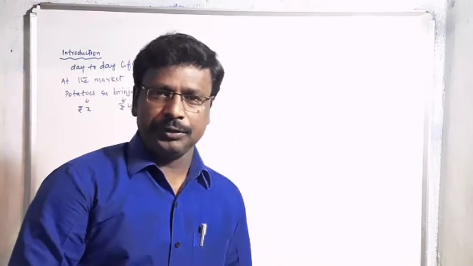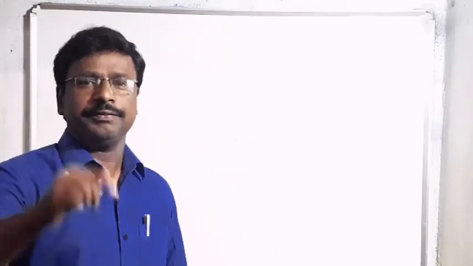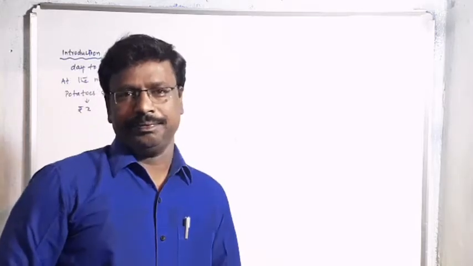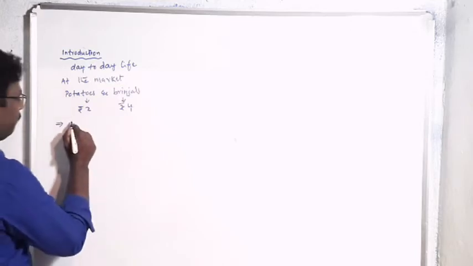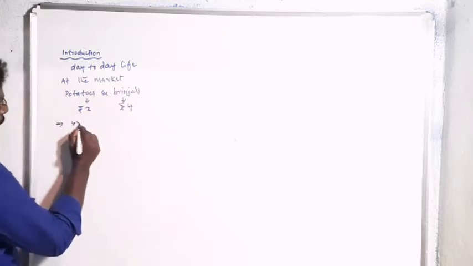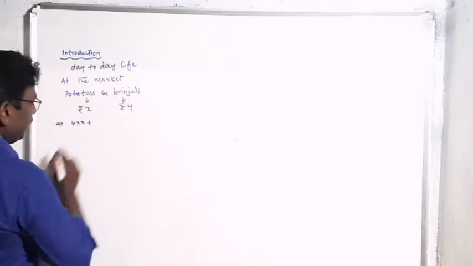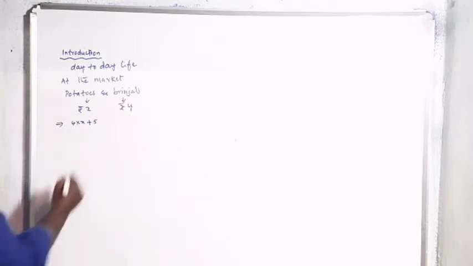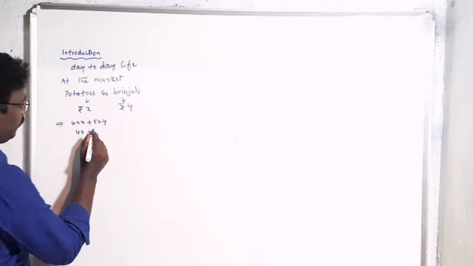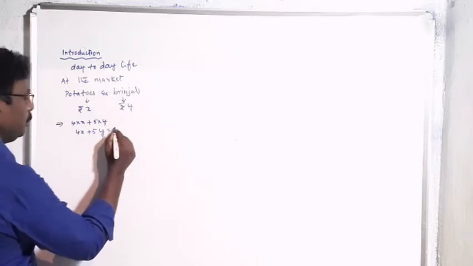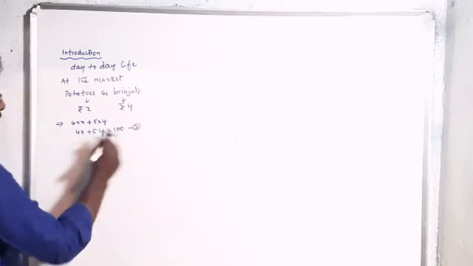The cost of potatoes per kg is X rupees. The cost of brinjals per kg is Y rupees. First day, day 1, you bought 4 kgs, so 4 into X, plus you bought brinjals 5 kgs, 5 into Y. So finally 4x plus 5y is equal to 100 rupees, the total you paid. This is equation 1.